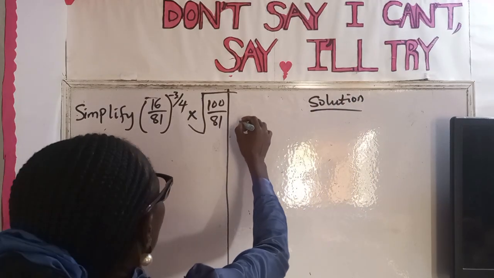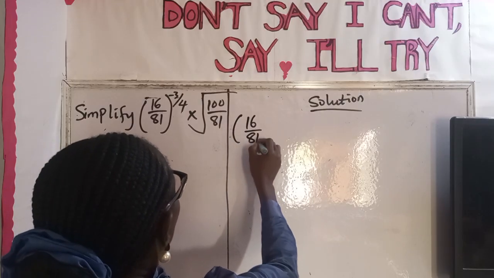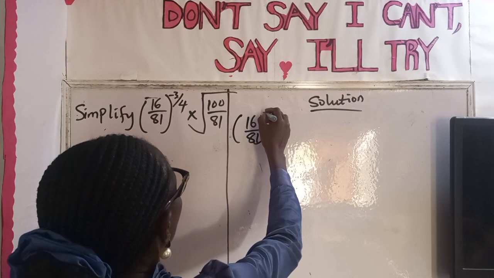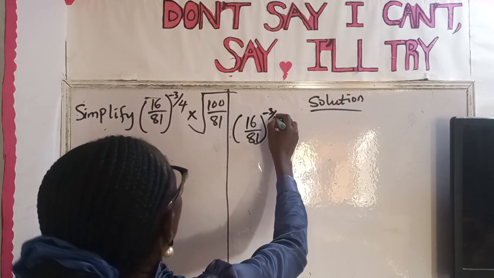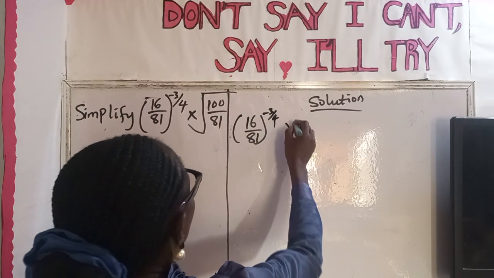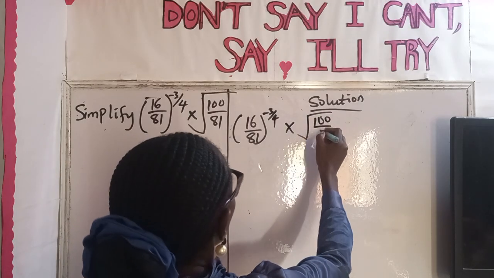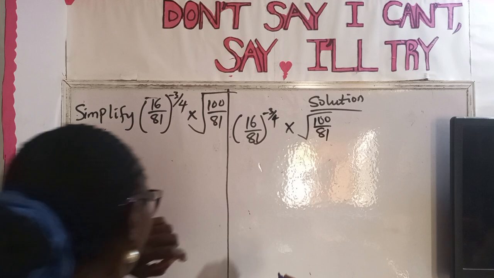Let me write out the question again. (16/81) raised to the power of minus 3/4, times the square root of 100/81.